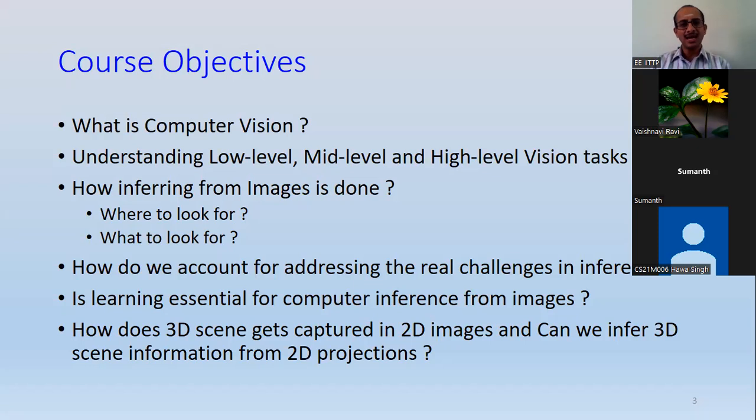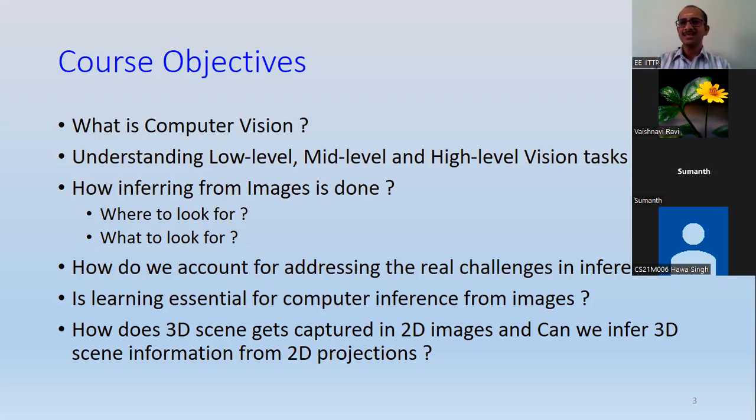So we will see, as we go along, how image formation happens, and then what the difficulty is of inferring from images. As we are saying, we are seamlessly performing the ability to infer from images. But what's the difficulty? Why do we need to study it as a subject of computer vision? That is what we will see in the subsequent discussions. And we will also see, if you want to infer from images, where to look.